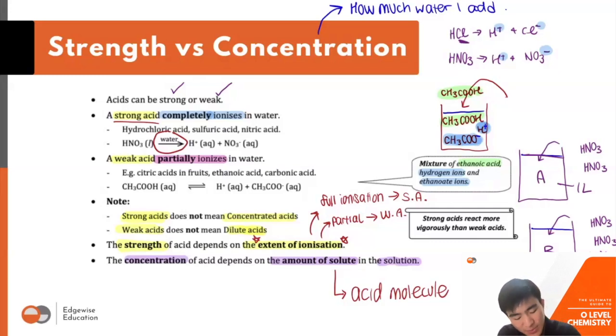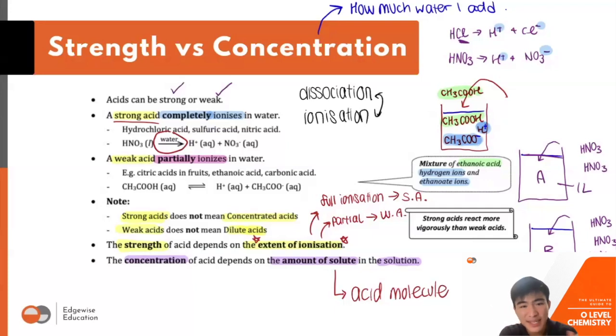Now, your school may use the word dissociation, and in this case I use ionization. These two words are exactly the same. They mean the same thing. If I have an acid molecule, associate means together, and dissociate means I break apart. When I make an acid molecule into ions, I ionize. So ionize and dissociate can be used interchangeably. Some schools like to use dissociate, some like to use ionize. For me, I prefer to use ionize, because it tells me it's going to become ions, H plus ion.